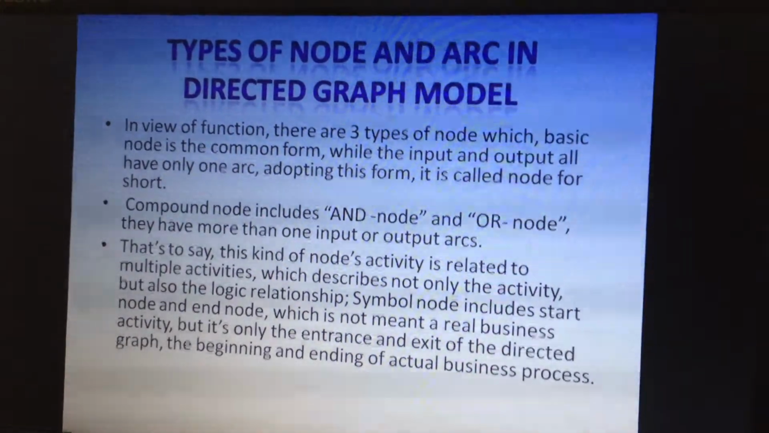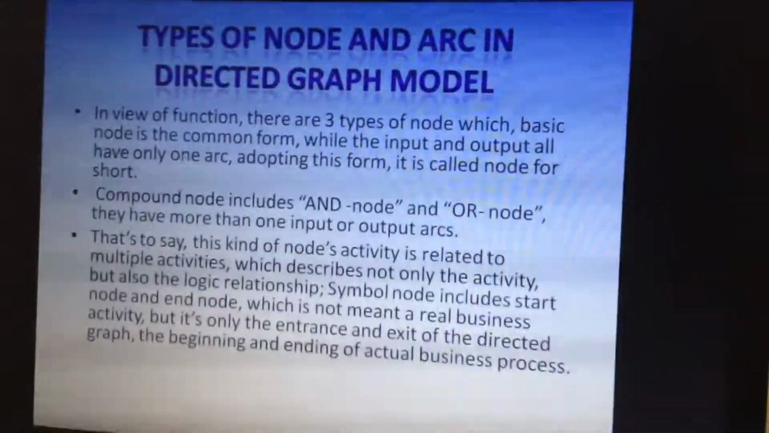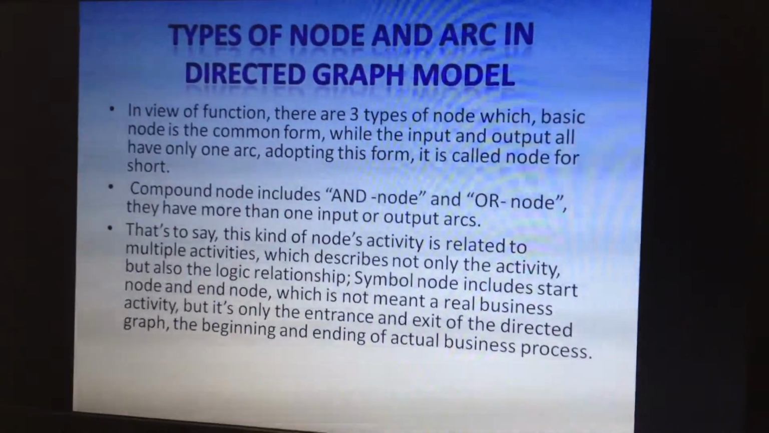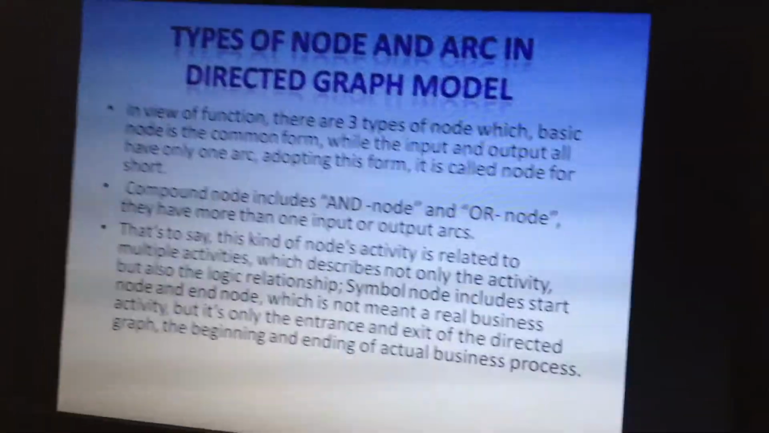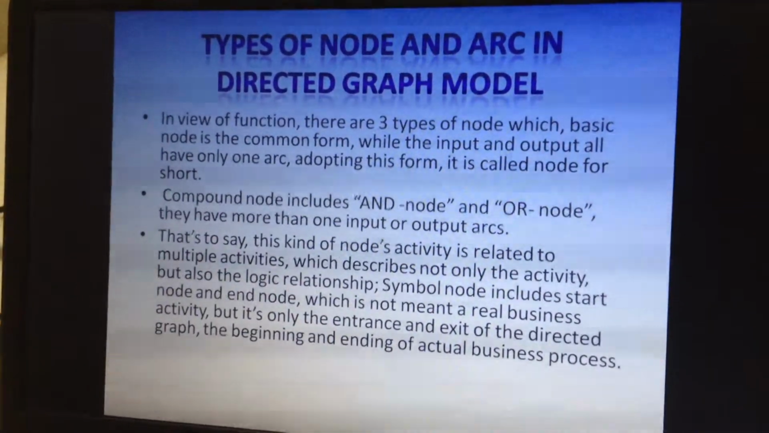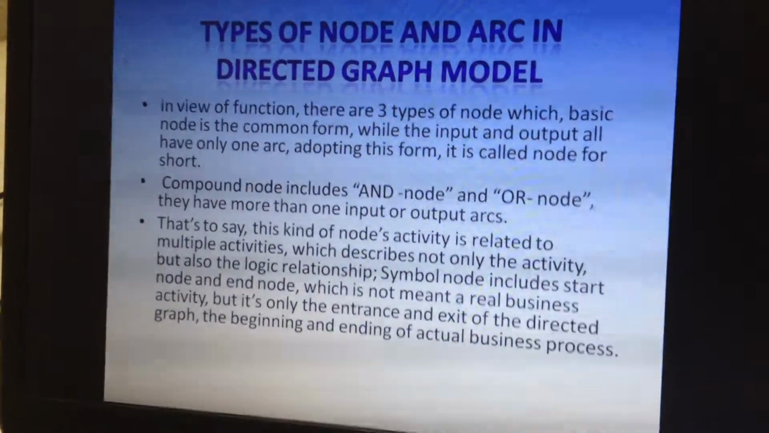Types of node and arc in the directed graph model. In view of function, there are three types of node. The basic node is the common form, while the input and output each have only one arc. Adopting this form, it is also called for short. Compound node includes AND node and OR node. They have more than one input or output arcs.